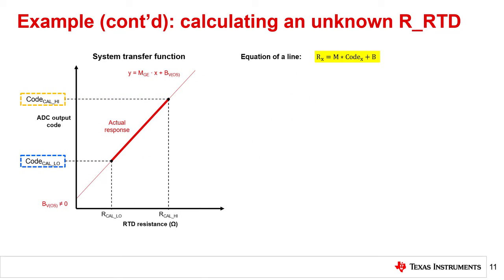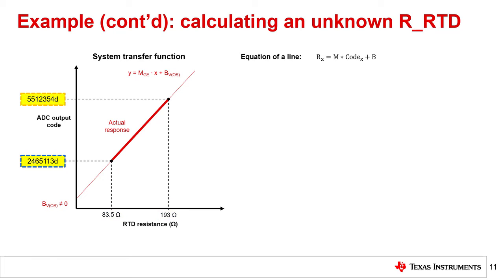To determine the value of any arbitrary measured RTD resistance after calibration, we need to determine the equation for the transfer function within our calibrated range. This requires the general equation for a line, which is the first formula shown on the right. Next, we can replace the variables rcal low and rcal high with their values in this example. These are 83.5 ohms and 193 ohms respectively.